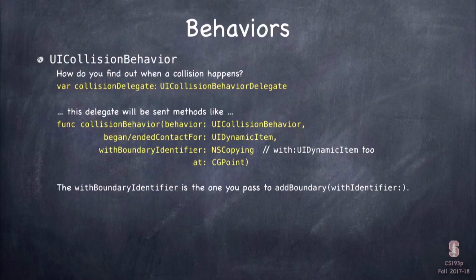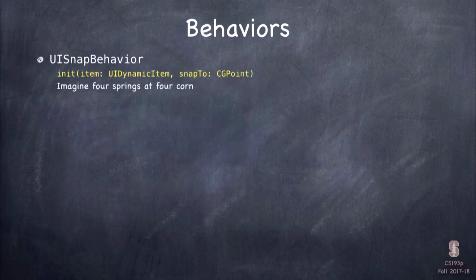So if you set something to be a collision delegate, you'll get methods like collision behavior began contact for some dynamic item with a boundary and an identifier with a name. By the way, notice the boundary identifiers are of type NSCopying. That's a really weird old Objective-C thing. That just means they're either an NSNumber or an NSString, and so you can use as to turn them into a string or a double or an int, because we know that NSNumber and NSString can be automatically as'd to their Swift counterparts. Okay? So collisions are cool.